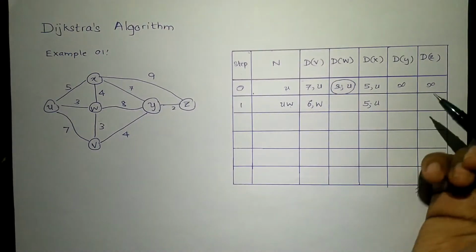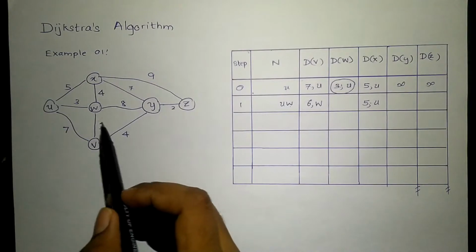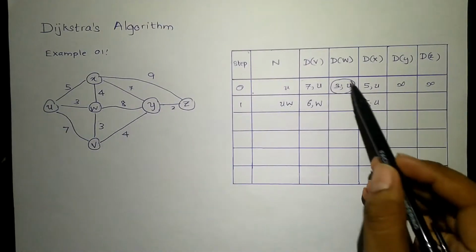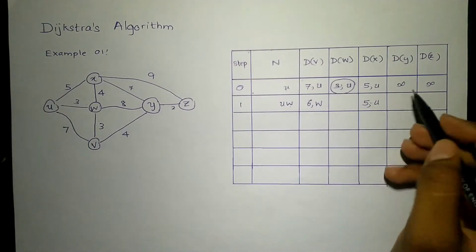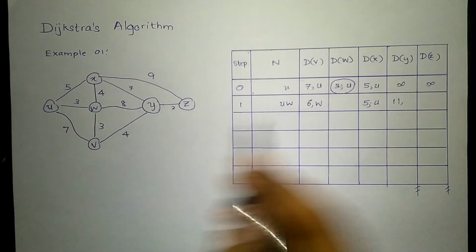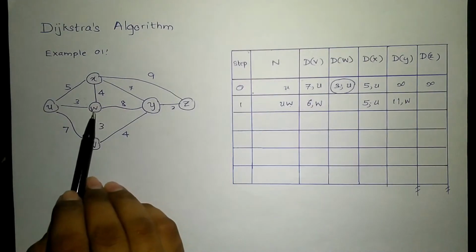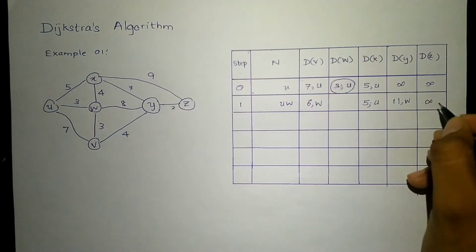So we come to Y. Can we reach Y from W? Yes. So we calculate the distance. Here the distance is 3, so 3 plus 8, which is 11. 11 comes from W. Can we reach Z from W? No. Therefore it remains the infinity mark.